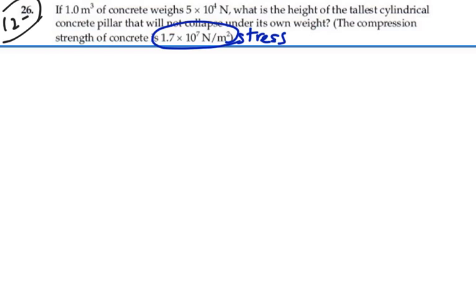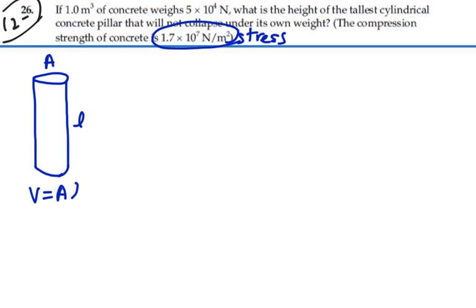Alright, so if we were considering a pillar of cylindrical shape like this, let's say it has some length L and some cross-sectional area A. Based on that, its volume is equal to its cross-sectional area times its length L, and its mass will equal its density times its volume, which would be equal to the density times the area times its length. Sounds good?